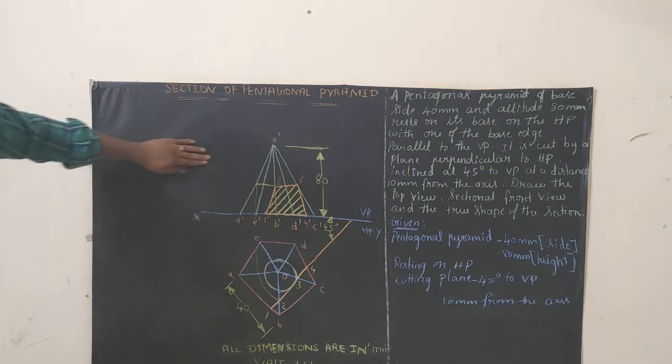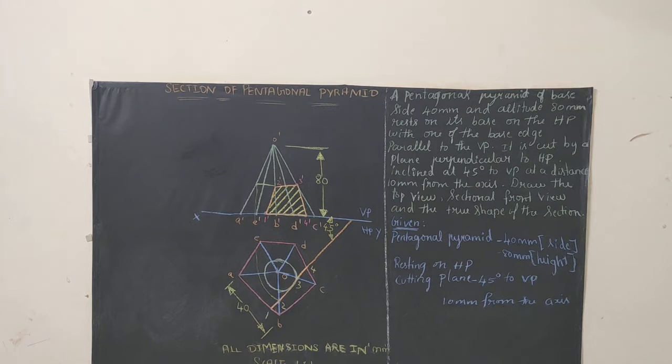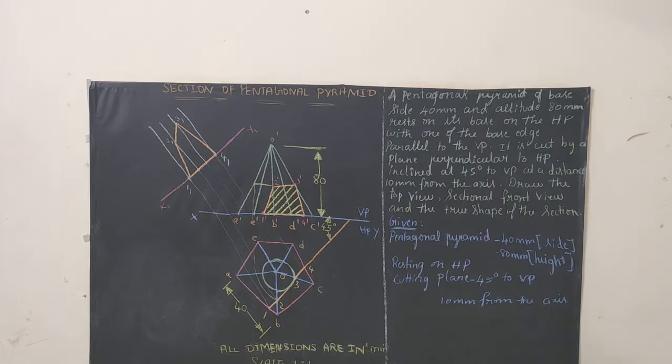Okay, try to rub it off. So this is the way we need to do. So we have got the sectional front view. Next we will be getting the true shape of the section. Now we are going to draw the true shape of the section.